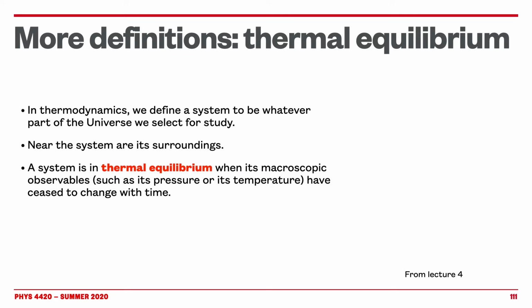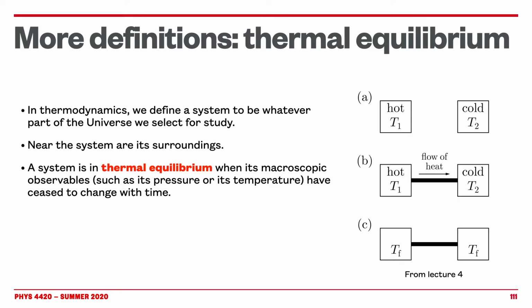And then we know that we will have a system in thermal equilibrium when its macroscopic observables do not change anymore. So typical thermal equilibrium observables are pressure and temperature. And just let me remind you of the schematics I showed you in lecture 4.